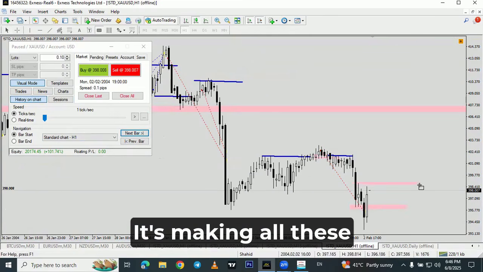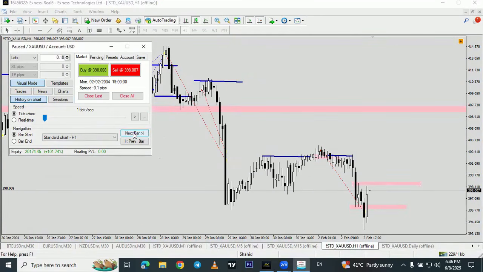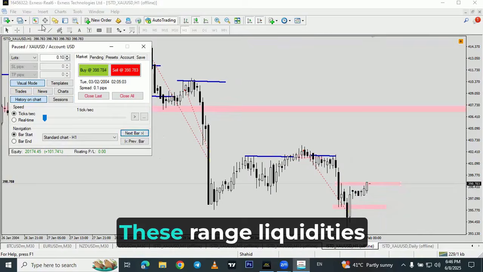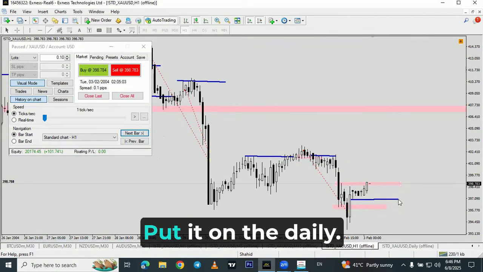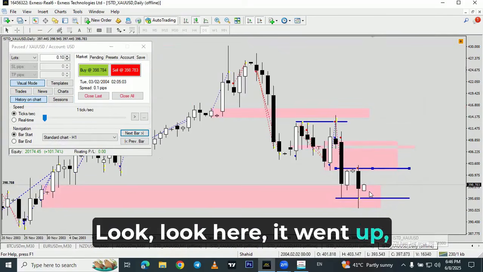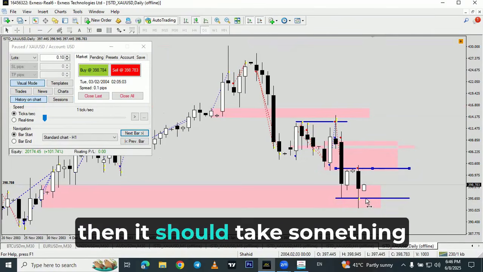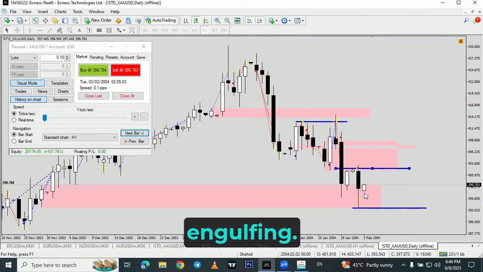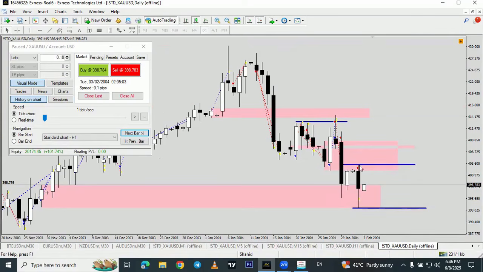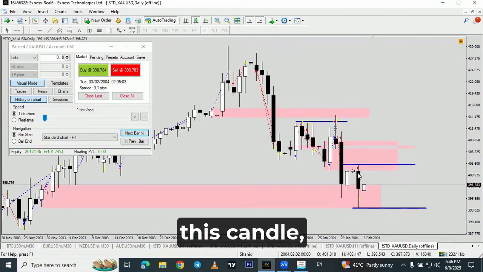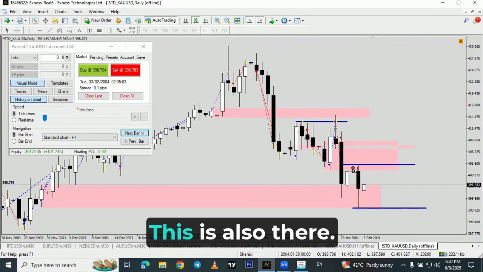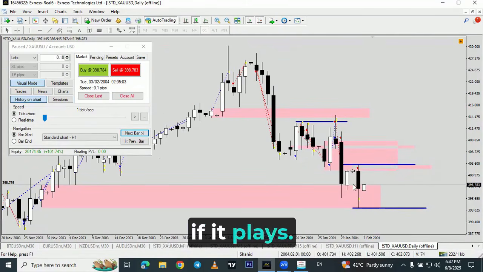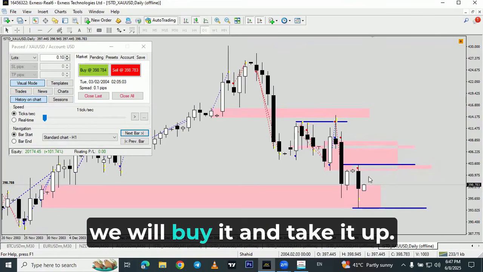And here, what is it saying? It's making all these range liquidities. These range liquidities are being made here. Put it on the daily. Look here. It went up, but if it's bullish, then it should take something here, right? Or high. If you see here, this is a full bearish engulfing. Here, this candle has engulfed this candle, so this can also make it sell. This is also there. We have to trade this low and bring it to this low if it plays. If the structure changes from here, we will buy it and take it up.